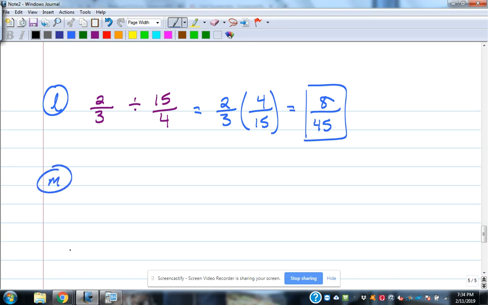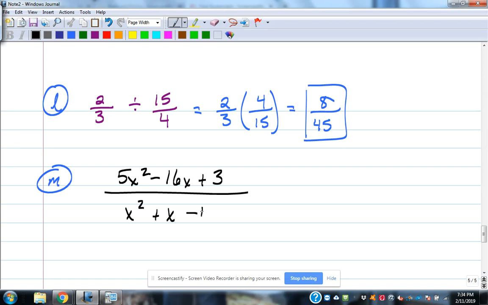Example M. 5x squared minus 16x plus 3 over x squared plus x minus 12, divided by 30x squared minus 6x over 2x cubed plus 8x squared. Okay.